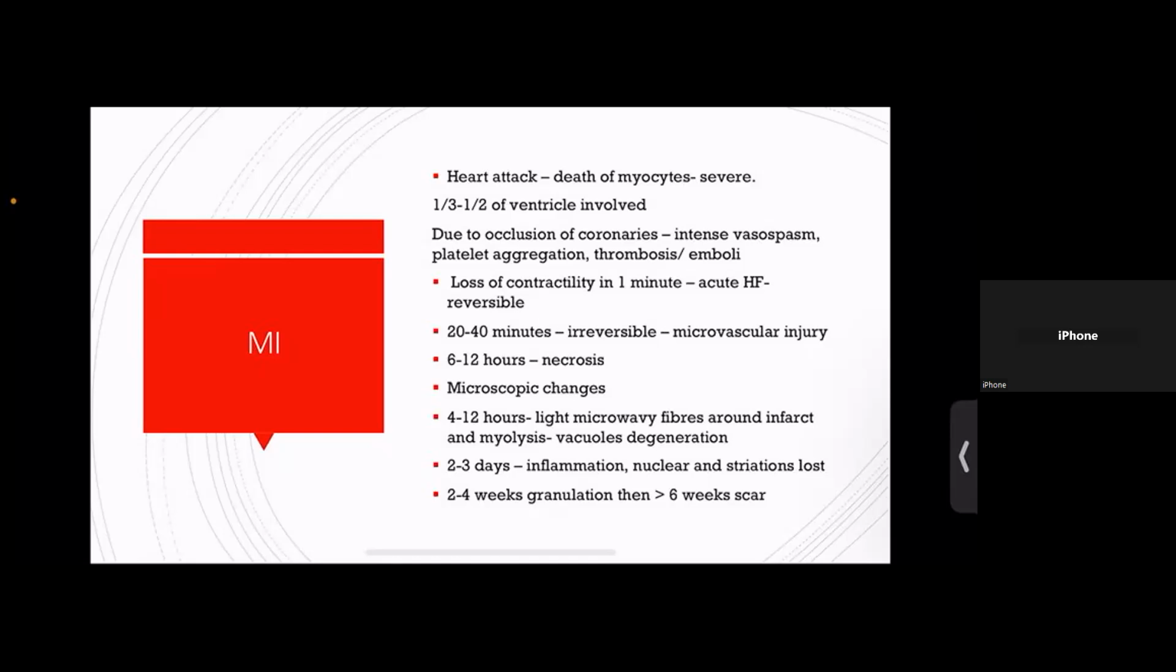And then at 2 to 4 weeks, granulation occurs, and then at more than 6 weeks, we will have a scar. Because of what? Remember what happens. Anytime we have an inflammation, the body tries to heal, and healing occurs with fibrosis. So there is scarring that happens after the inflammation. So on the 2nd to 3rd day, we have the inflammation, the loss of the nuclei, and the loss of the striations. Then in the 2nd to 4th week, we have granulation tissue formation, and then more than 6 weeks, we have a scar.